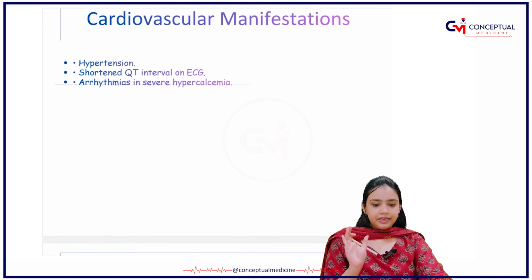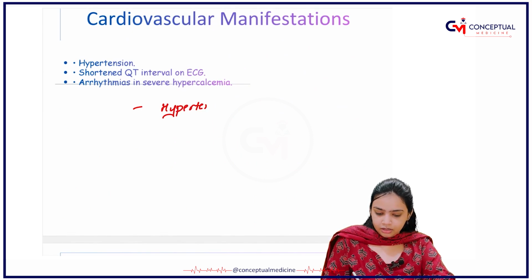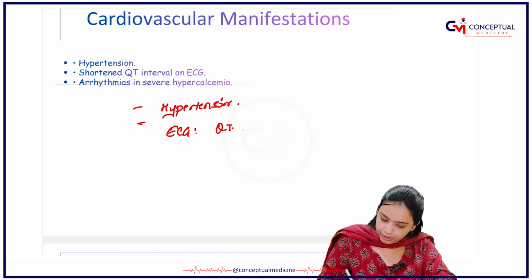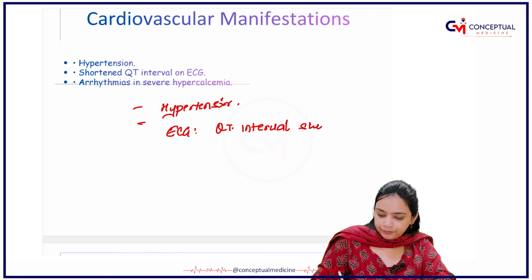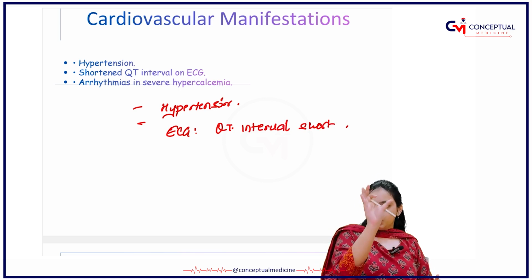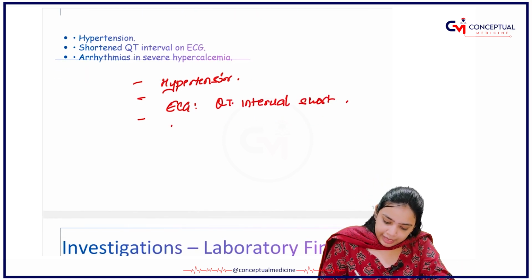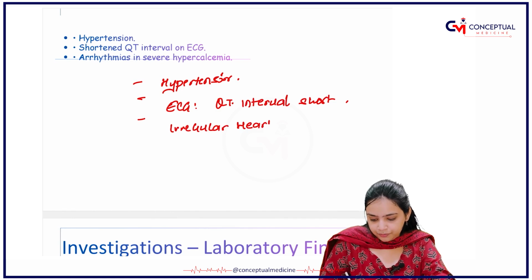Let's come to the CVS system. In the CVS one, there will be hypertension. The person will be having severe BP. Then on ECG, you are able to see what? On ECG, we are able to see that the QT interval has become short. So there is a mnemonic that QT is choti. So QT interval is short. Then you will be having irregular heart rhythms, or you can say irregular heart sounds.